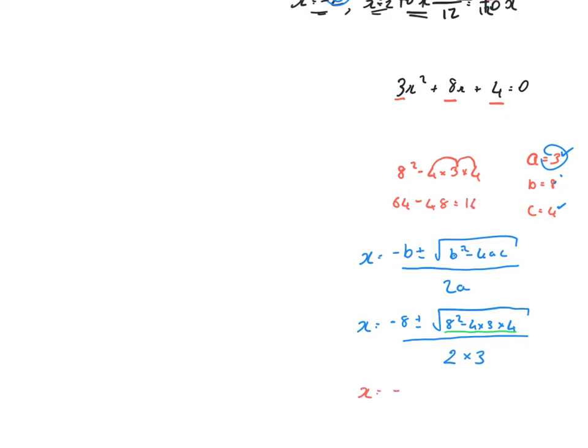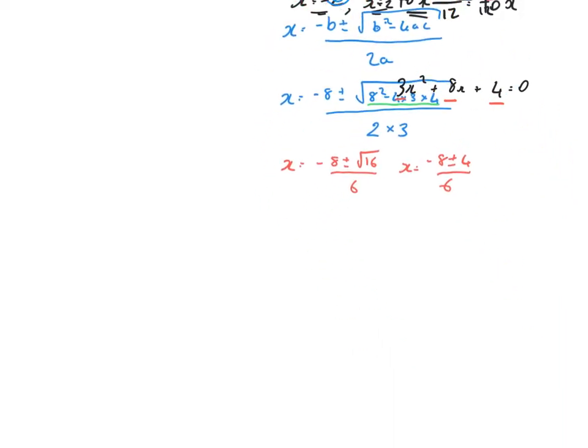Let's bring it back in. Minus 8 plus or minus the square root of 16 over 2 times 3 is 6. So that's minus 8 plus or minus the square root of 16, which is 4, over 6. I can now split the thing up. So let's do that.